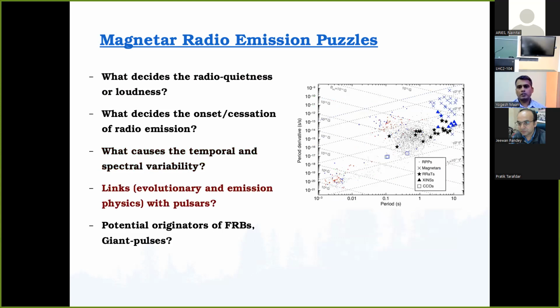What kind of links are there with the normal pulsar population? So for example, are there evolutionary links between magnetars and normal pulsars and other kinds of neutron stars? And what kind of links in terms of the emission physics which underlie these objects and give rise to radio emission, but only in the form of transient emission? And perhaps it's more well known that there are a number of theoretical models which advocate that magnetars are the originators of fast radio bursts, the small millisecond duration radio bursts of extragalactic origin.